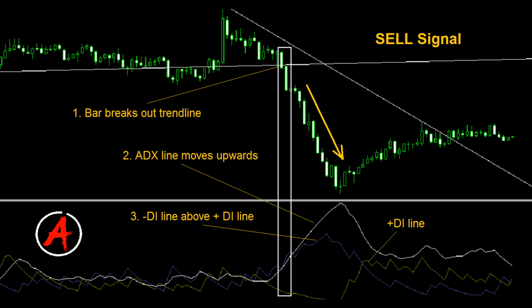Consider sell, when a bar breaks out the trend line and closes below it. ADX line moves strongly upwards. Minus DI line is above plus DI line. Ideally both minus DI and plus DI line should be wide apart.